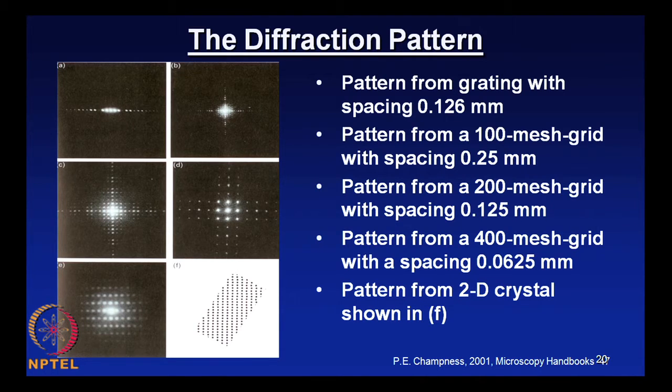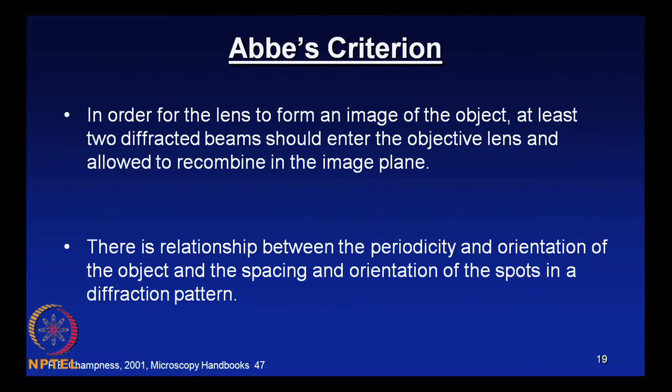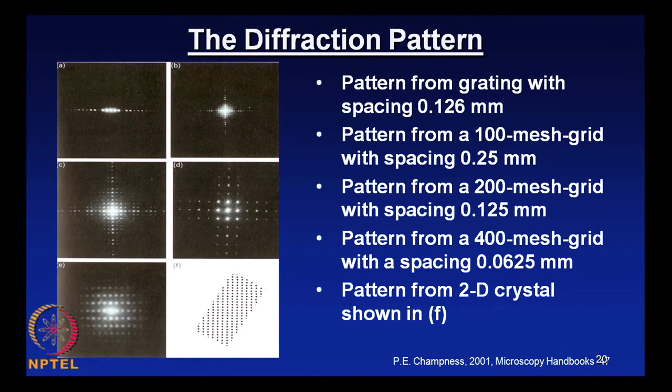So just from this optical diffraction pattern, it is clearly understood that there is a relationship between the periodicity and orientation of the object and the spacing and orientation of the spots in the diffraction pattern. This is just to show how important the diffraction pattern is, as an introduction. We will see how we will exploit this to understand most of our microstructural and crystallographic data in due course. So as an introduction, you should know the importance of this diffraction pattern. That is why I brought this information.